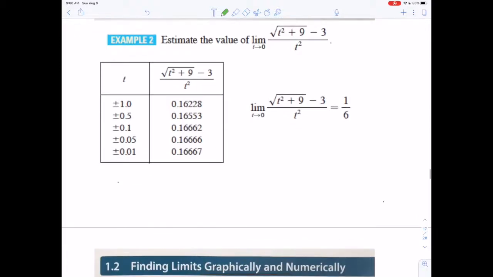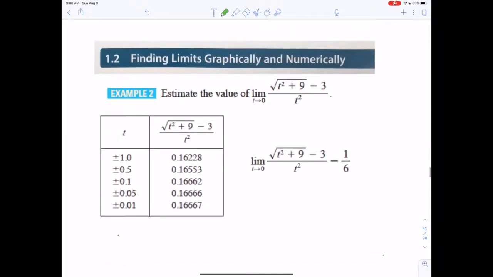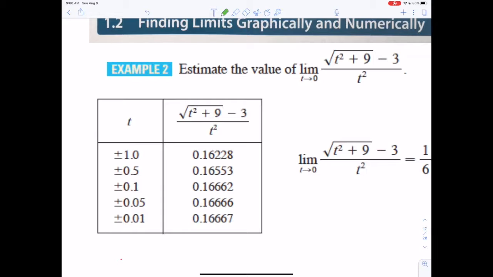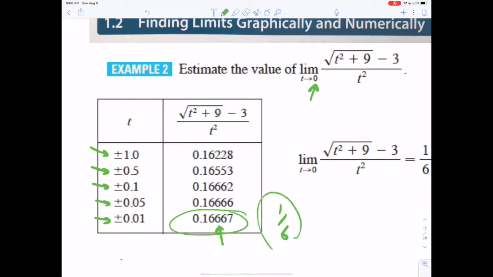Okay. So now that you've had enough time, you should have gotten something really close to about 0.1667. They kind of cheated here. They didn't write out all the values. They just wrote the plus or minus version because we're approaching the left and right side of 0. So it's convenient. But 0.1667 is actually 1/6. You don't need to know that, but I'll share with you later on why it comes out to 1/6. Okay, let's move on.